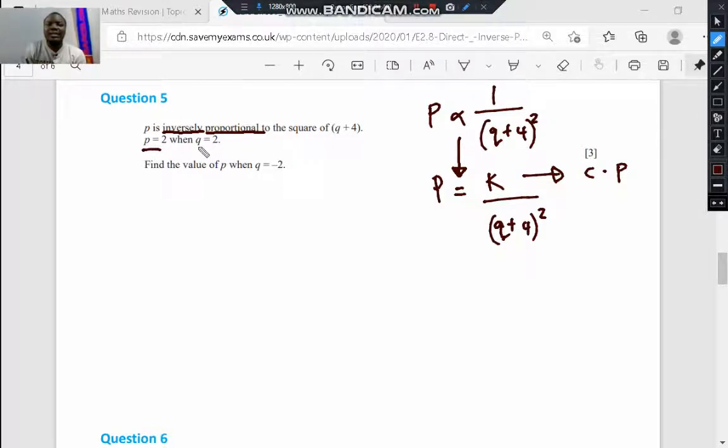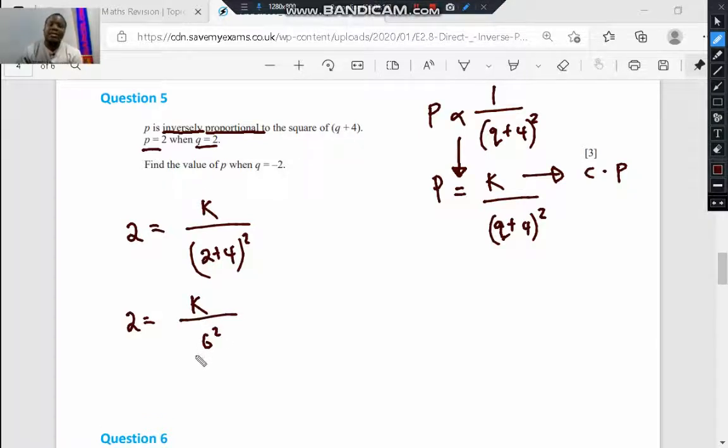This statement should not confuse you. They are giving you these values so that we can find the value of K. So right now we need to replace where there is P we put 2, where there is Q we put 2. So this formula would now be 2 equals K over 2 plus 4, then squared. So this will now give us 2 equals K over 6 squared. 6 times 6 is 36.